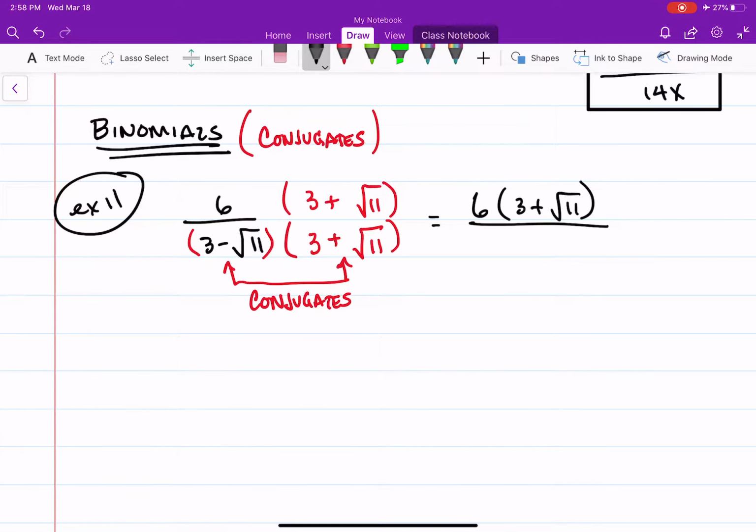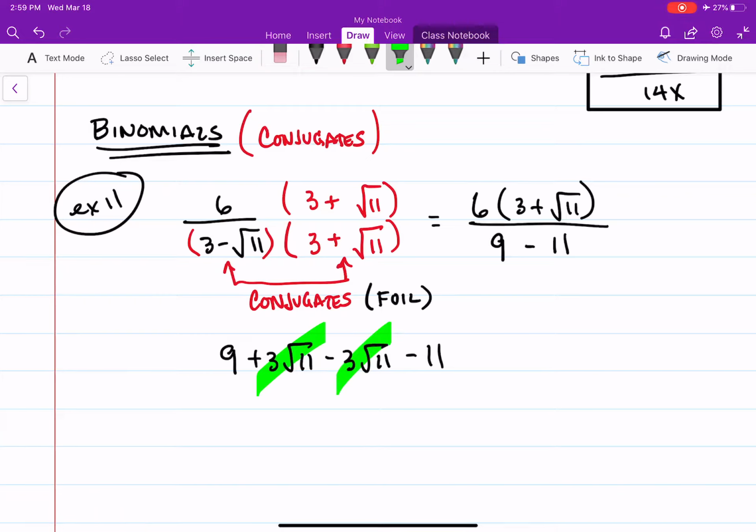And the bottom is going to be what? I'm going to tell you it's 9 minus 11, okay? So you're like, but how did you get that? How was it so quick? Remember with conjugates, you guys typically say, I need to FOIL, right? If I was to FOIL this, I'll get 9 plus 3 square root 11 minus 3 square root 11 minus 11.